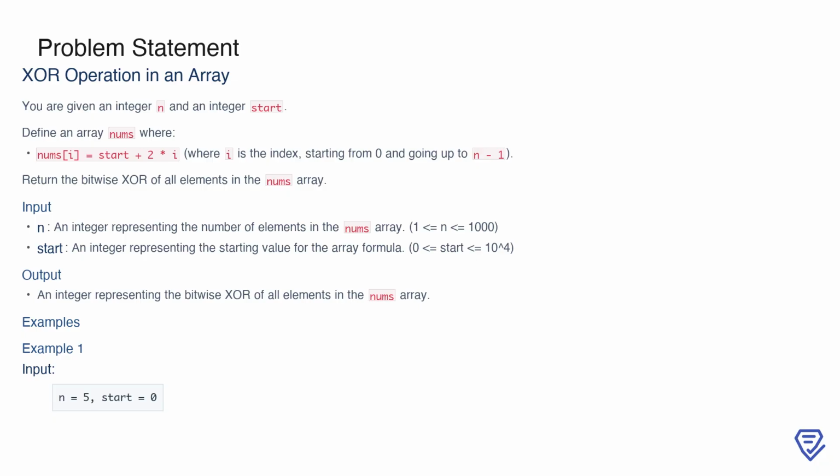The constraints ensure that n ranges from 1 to 1000 and start ranges from 0 to 10,000. So we need to handle both small and large inputs efficiently. Let's explore this further with some examples.